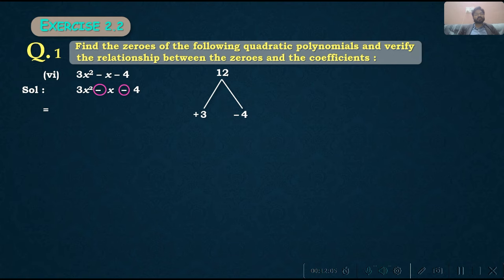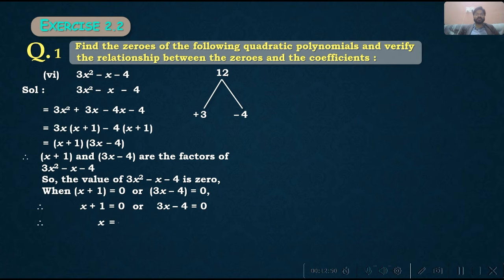So 3x common first, we have x plus 1, minus 4 common, x plus 1. Now x plus 1 in one bracket and 3x minus 4 in another bracket. So x plus 1 and 3x minus 4 are the factors of 3x square minus x minus 4. So the value of 3x square minus x minus 4 is 0 when x plus 1 is equal to 0 or 3x minus 4 is equal to 0. So x is equal to minus 1 or x is equal to 4 by 3.